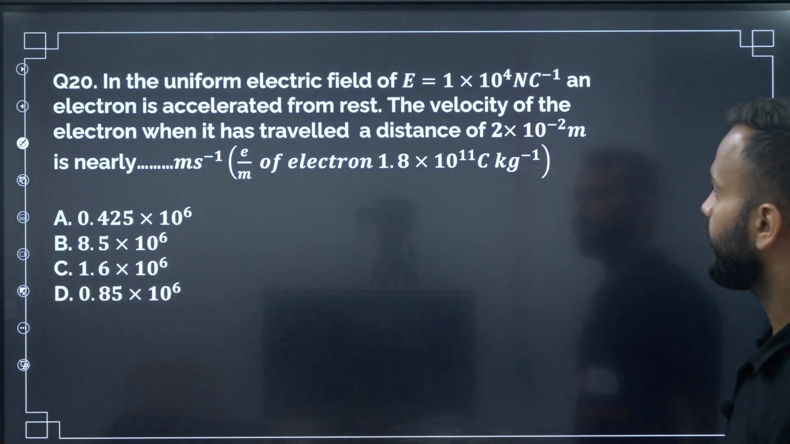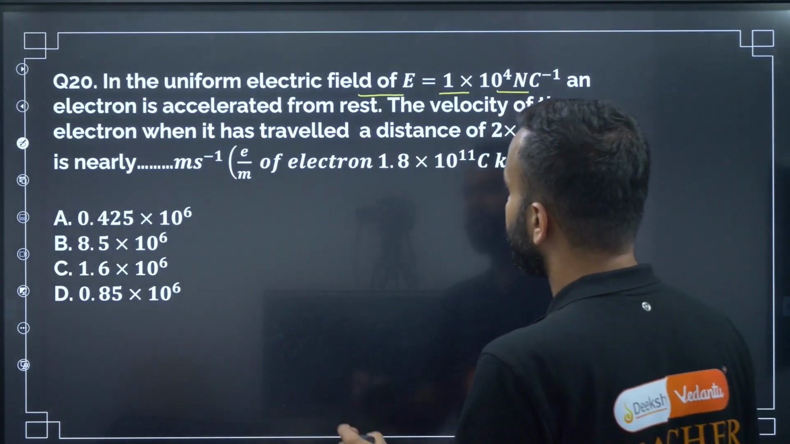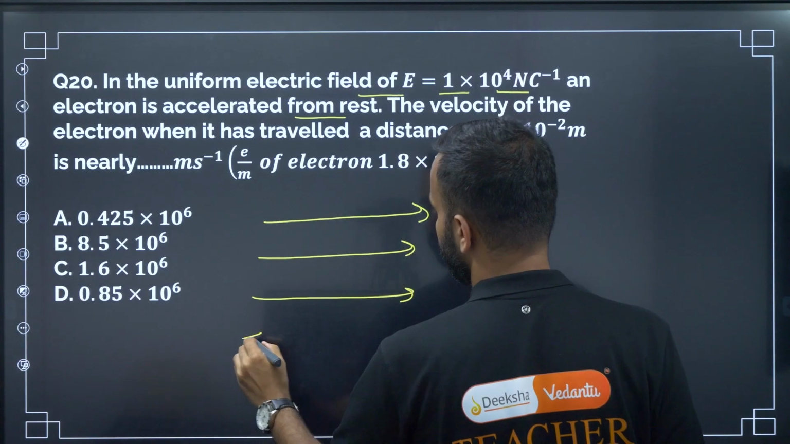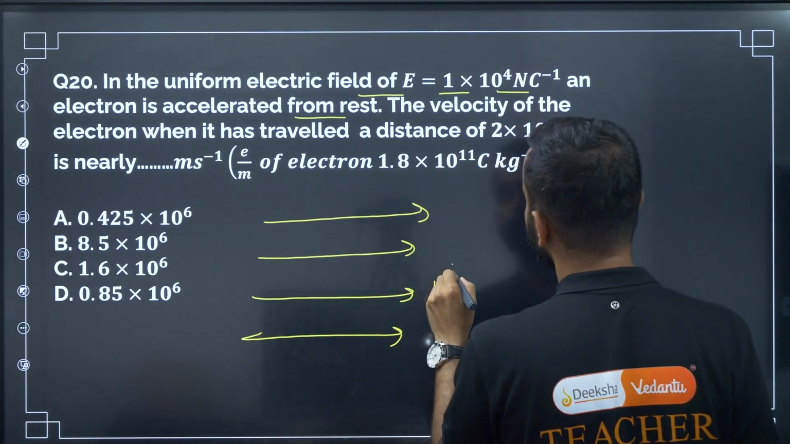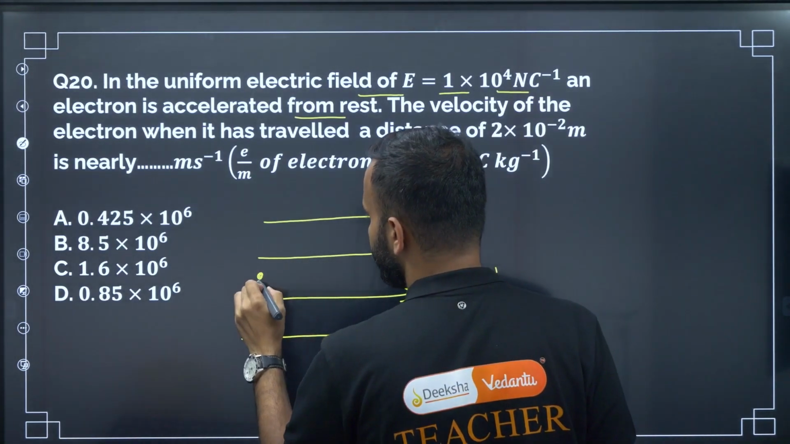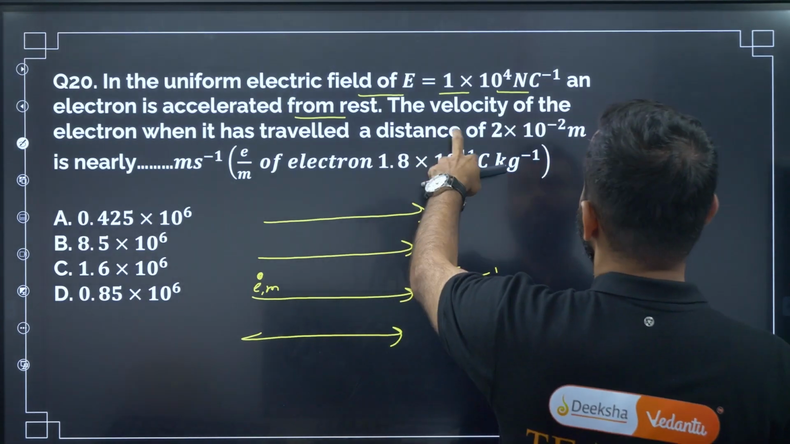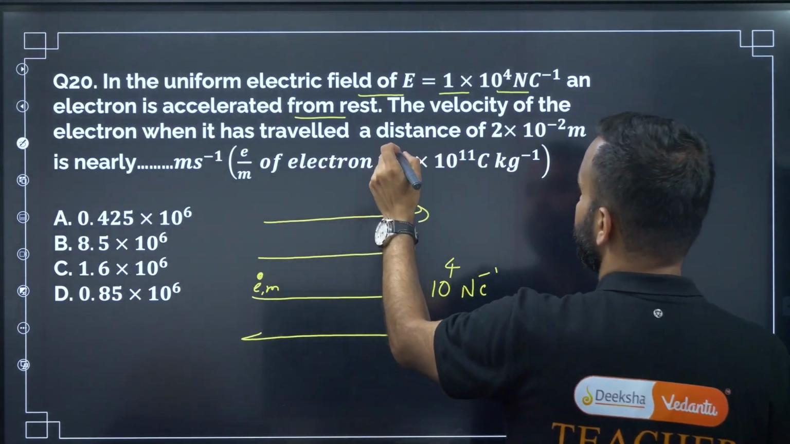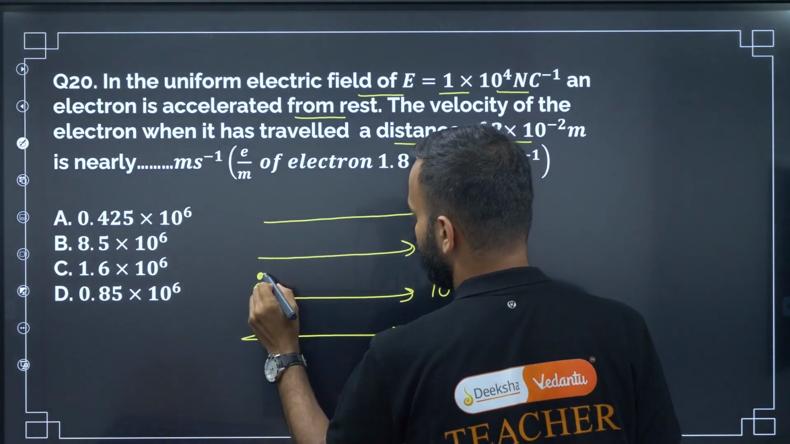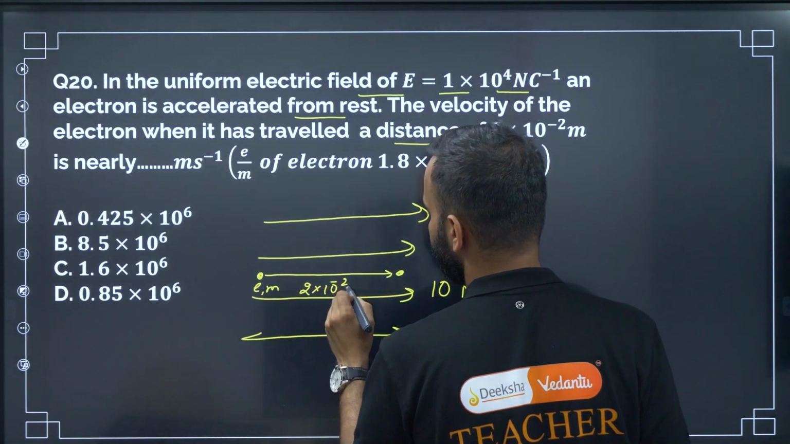Yeah, next question, question number 20. In the uniform electric field of E equal to 1 into 10 to the power 4 Newton per coulomb, an electron is accelerated from the rest. Okay, so here this is the uniform electric field of 10 to the power 4 Newton per coulomb, and the electron is accelerated from the rest. The velocity of the electron when it has travelled a distance of 2 into 10 to the power minus 2 meter is nearly.